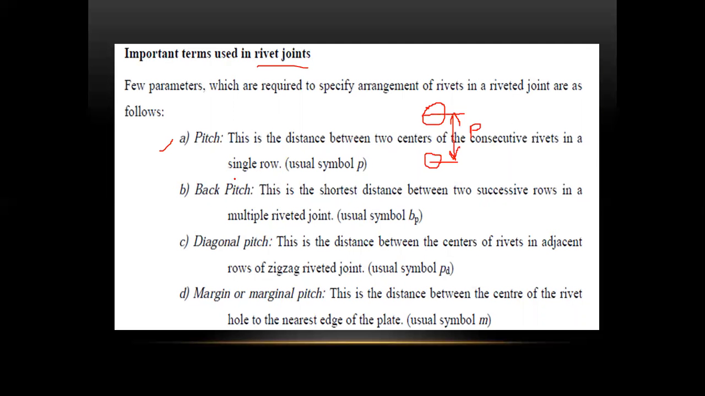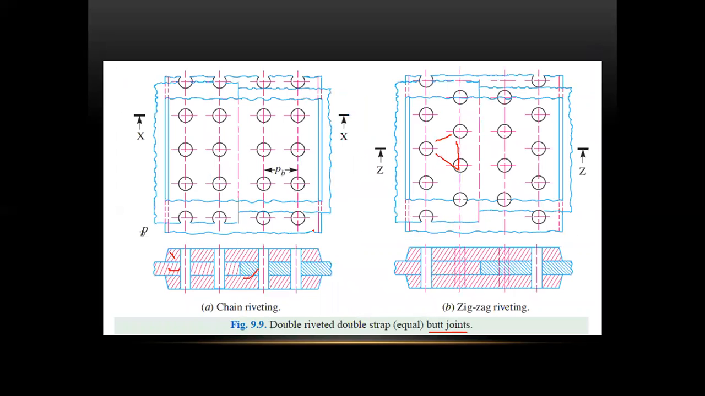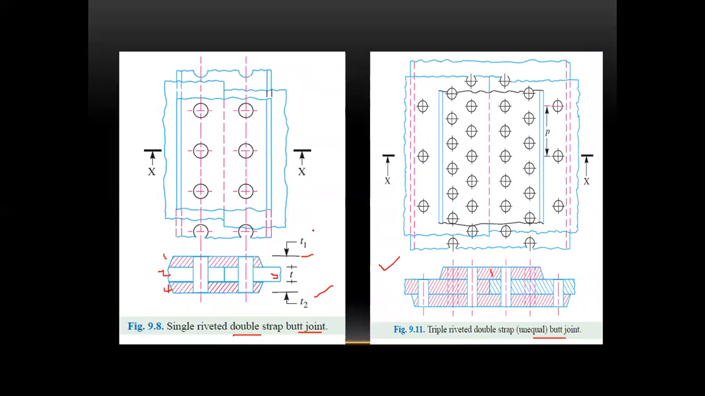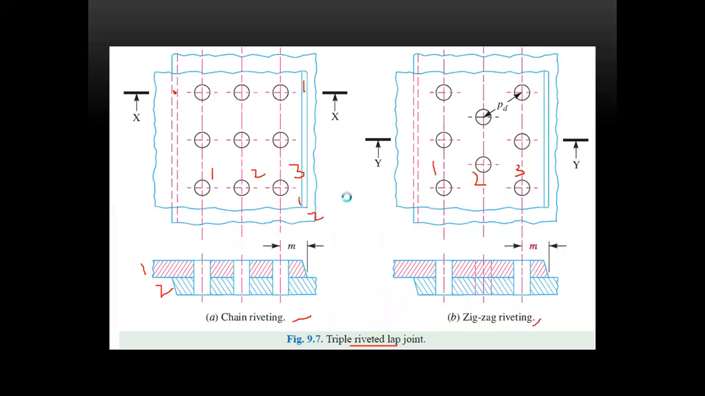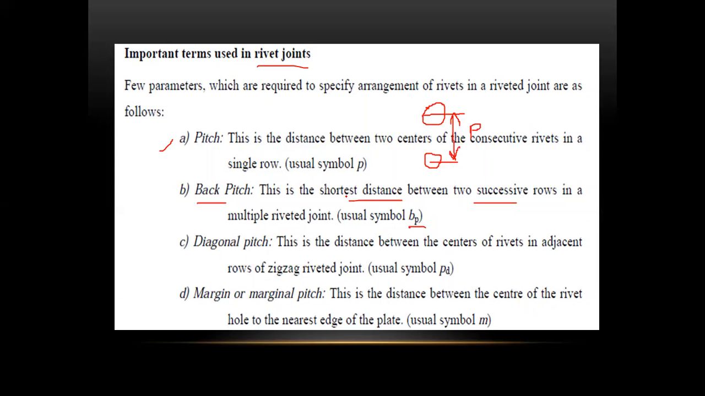Next, back pitch PB. We are calling them as a BP. This is the shortest distance between the two successive rows in a multiple riveted joint. See here, where does BP come? BP. This one, right? Actually, it should be PB. Okay, not this one.